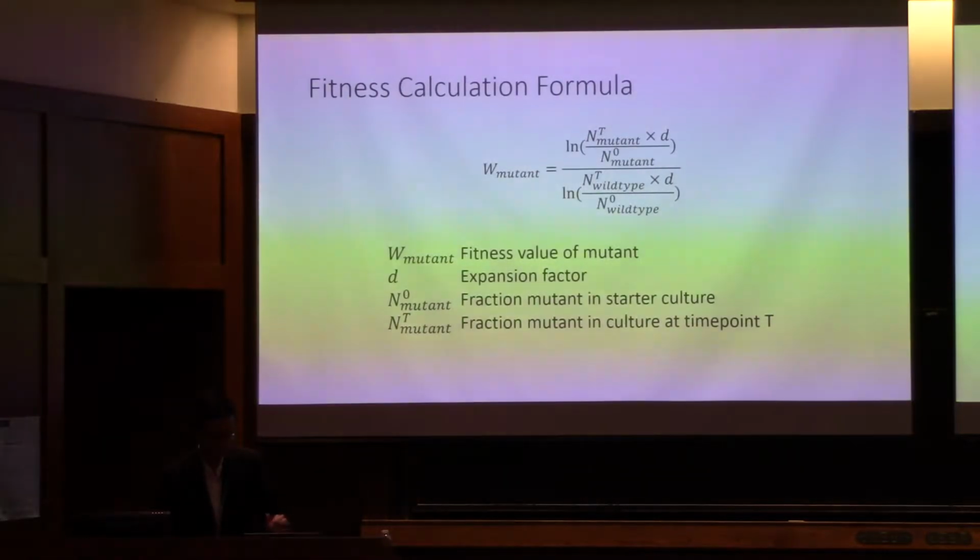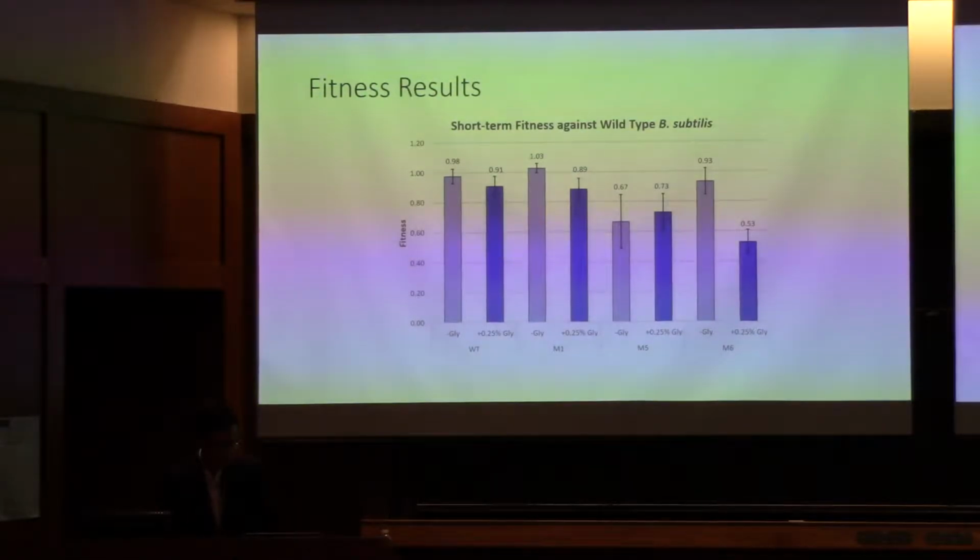So for calculating the fitness, this is the formula that I used, and this basically accounts for the starting and ending ratio and the expansion factor, which is how many times the culture has doubled. Result-wise, these are the numbers that I got for the short-term experiment, and I will be going through this by strain.